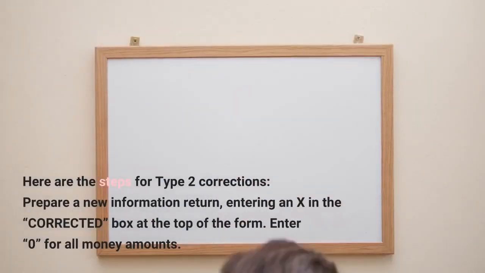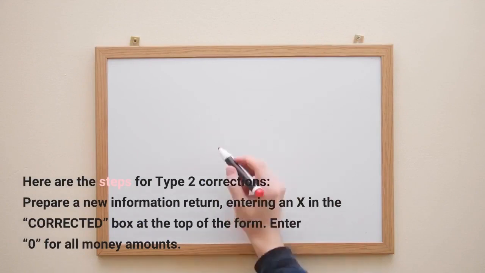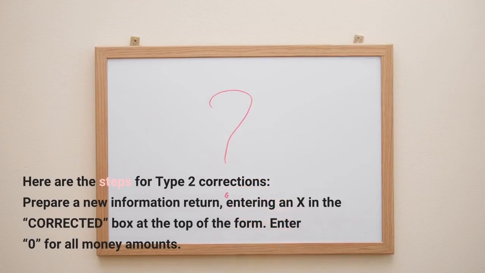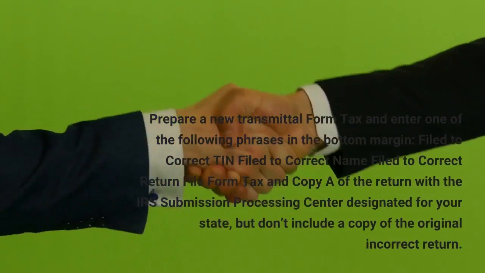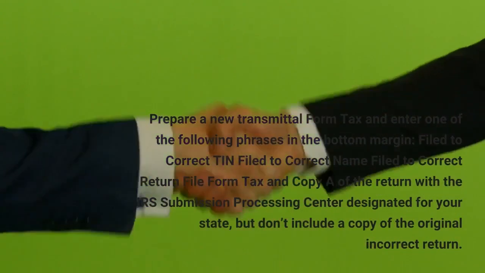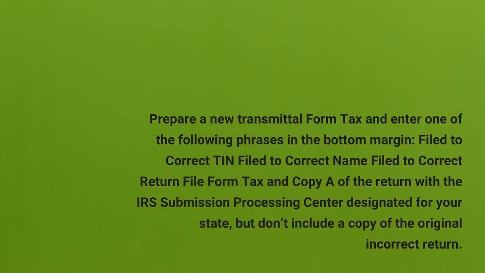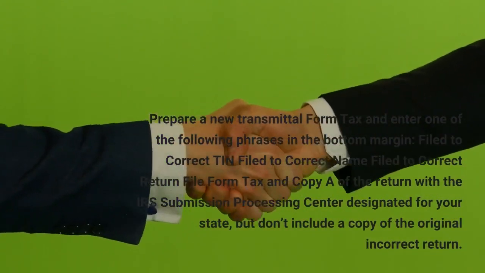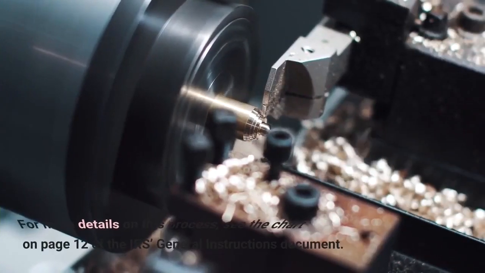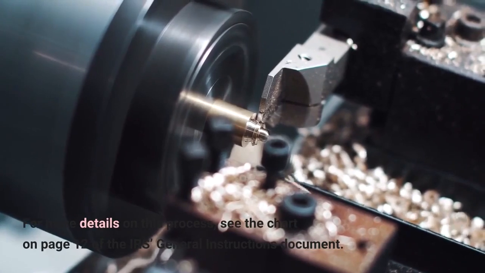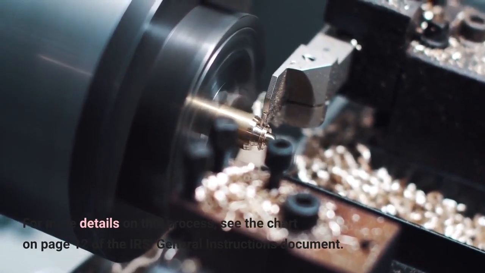Here are the steps for Type 2 corrections. Prepare a new information return, entering an X in the corrected box at the top of the form. Enter 0 for all money amounts. Prepare a new transmittal form tax and enter one of the following phrases in the bottom margin: filed to correct TIN, filed to correct name, filed to correct return. File form tax and copy A of the return with the IRS Submission Processing Center designated for your state, but don't include a copy of the transmittal form. For more details on this process, see the chart on page 12 of the IRS General Instructions document.